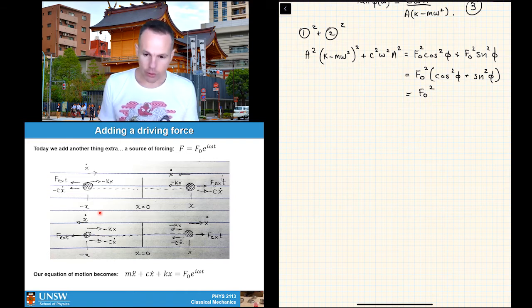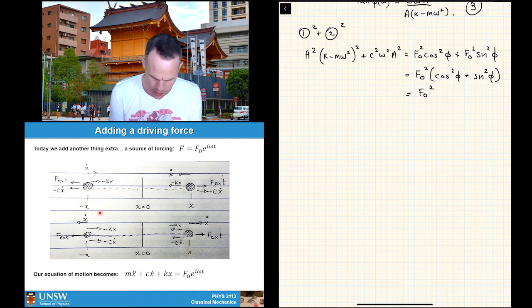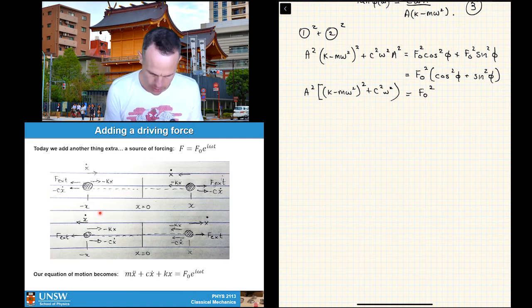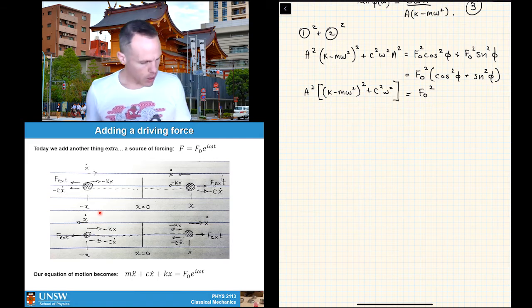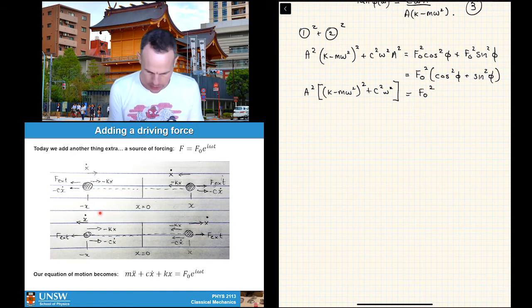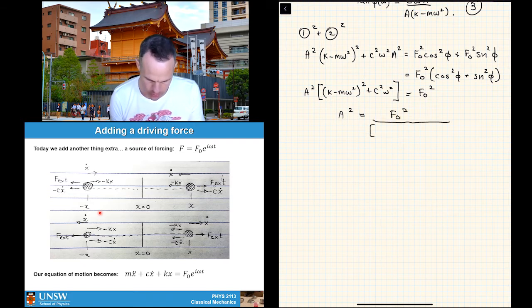What we need to do here is solve it for a. And so what we can do out the front here is basically pull our a squared term out the front. So it's now going to be k minus m omega squared plus c squared omega squared, like so. Let me just make sure I got my bracket right. Good. And we can now push that over to the other side. So our a squared is going to be f naught squared on this guy, k minus m omega squared squared plus c squared omega squared, like so.